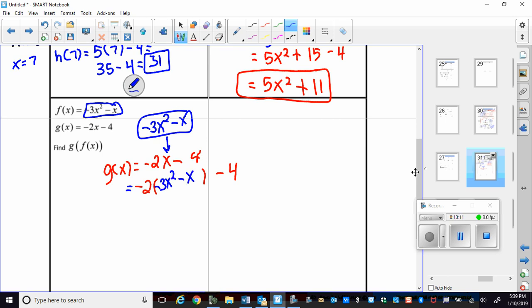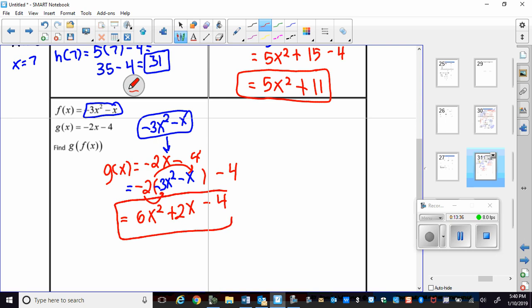Okay? I'm distributing negative 2 to this term. So this equals negative 2 times negative 3 is positive 6x squared. And then negative 2 times negative x is positive 2x. And then minus 4 comes down. And this is my final answer. Okay?